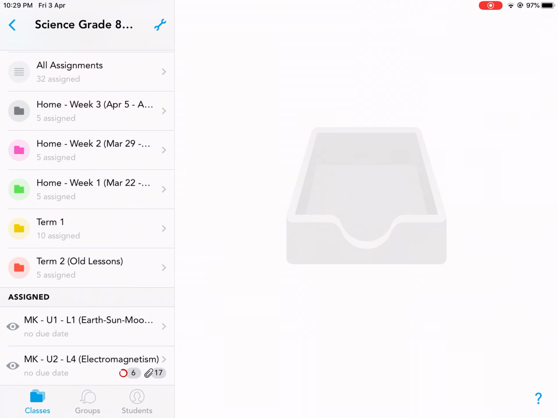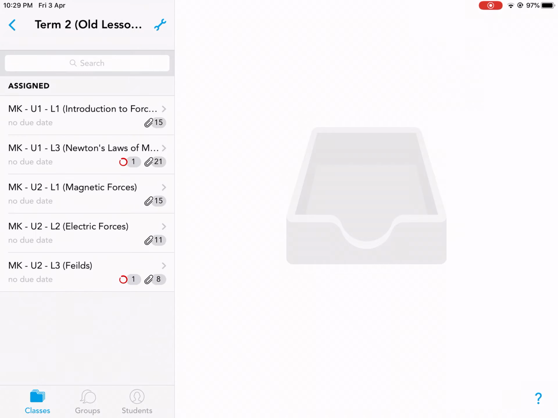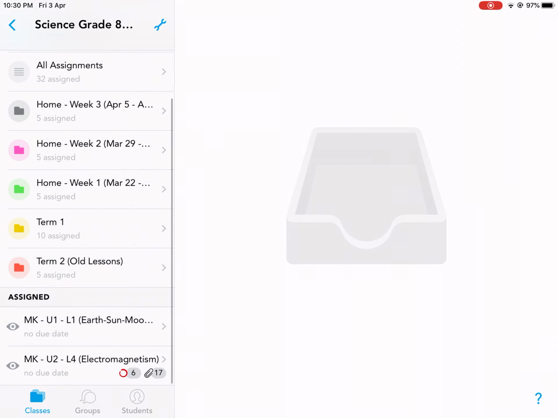Good morning, everybody. Before we start with today's lesson, I want to show you a few things. Everything that's old for term 2, I put in this folder. It's called term 2 old lessons. Everything we took in term 2 is all here, everything about forces and everything.